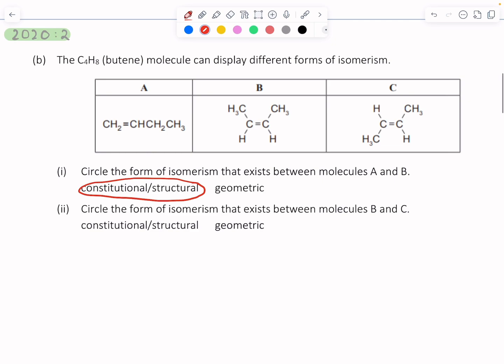Circle the form of isomerism that exists between molecule B and C. Again, pause and see if you can do it yourself, and then play this video again.